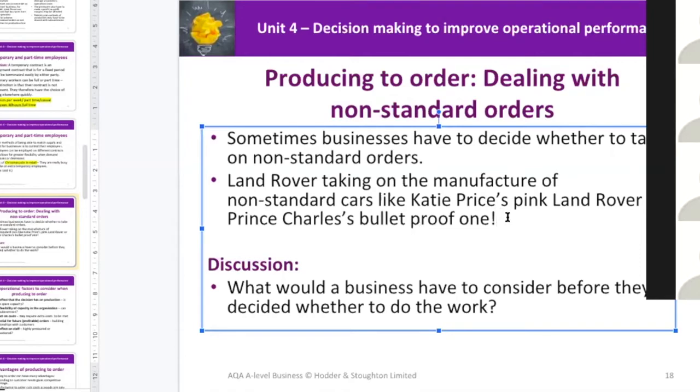Okay, so of course, they're still producing the standard Land Rover cars, but if they have this producing to order, they will also take it to make sure the customer needs are satisfied. But the problem is they will pay a lot of money just to get this order to be done.